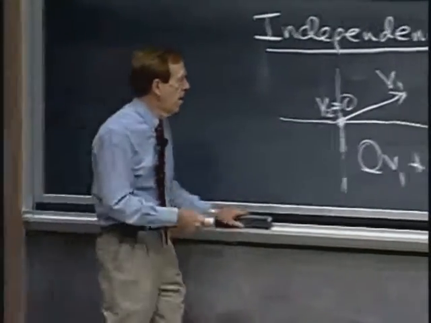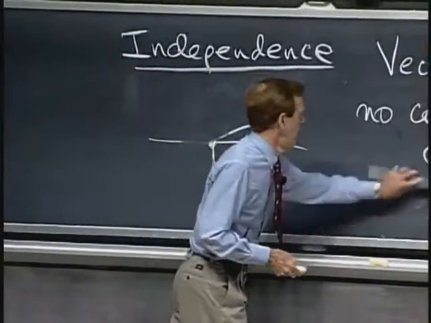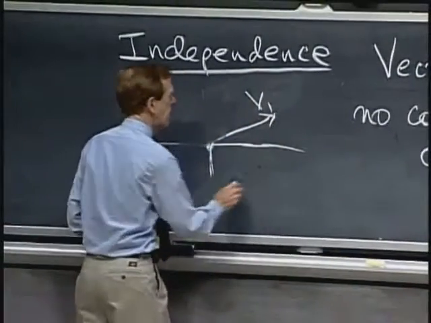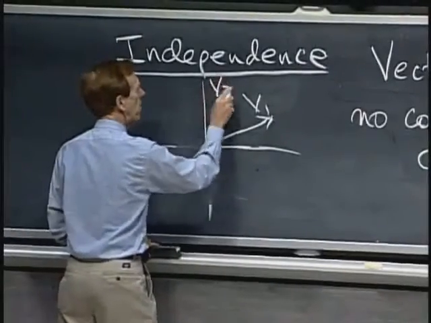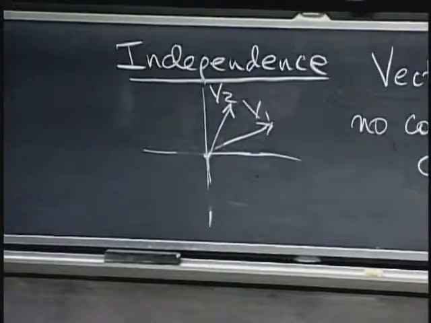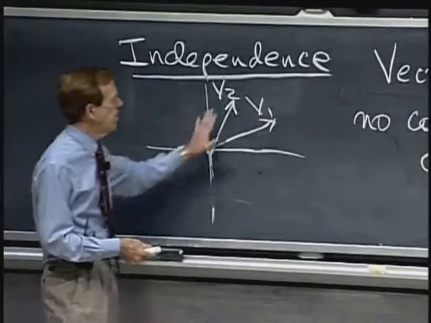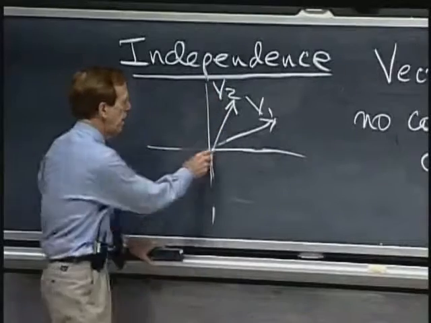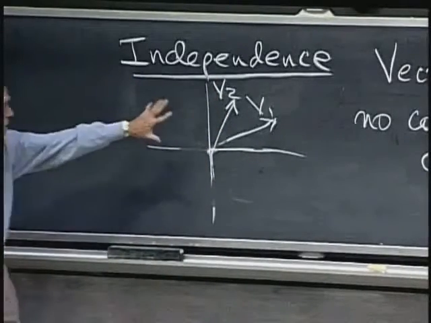Now, let me finally draw an example where they will be independent. Suppose that's v1 and that's v2. Those are surely independent, right? Any combination of v1 and v2 will not be 0 except the 0 combination. So those would be independent.